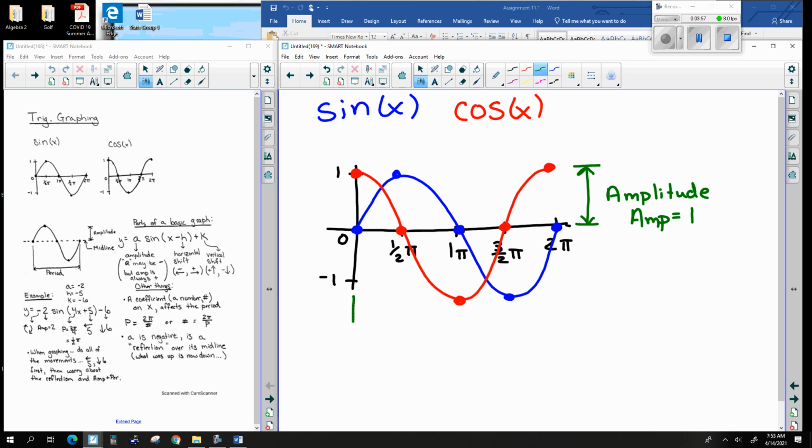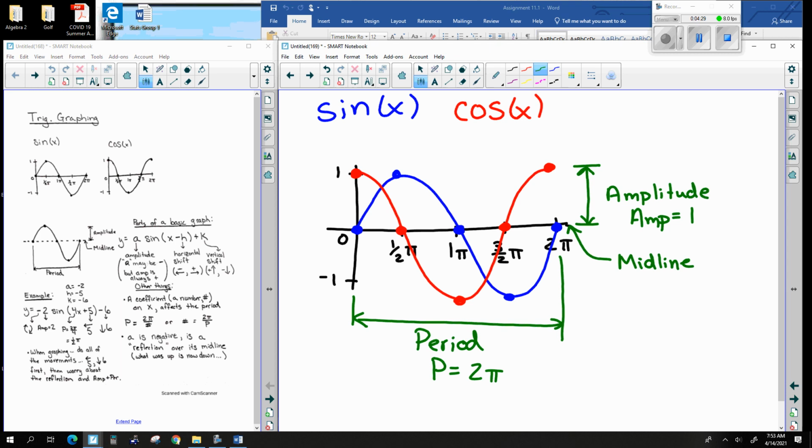The distance that it takes to start repeating itself, so when will it start to repeat itself, is called a period. Again, without anything given, the period is 2 pi. Without any manipulation to the equation, the period is 2 pi. And last but not least is this line that is in the middle. This thing is called the midline. Again, without any manipulation, that is y equals 0.